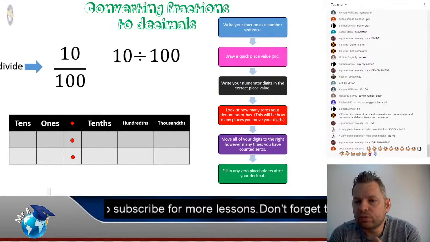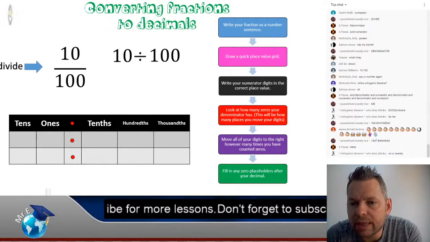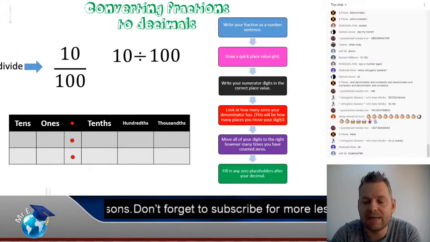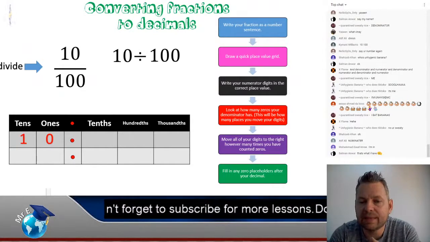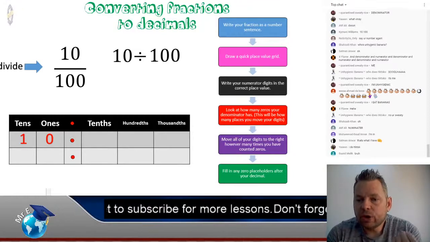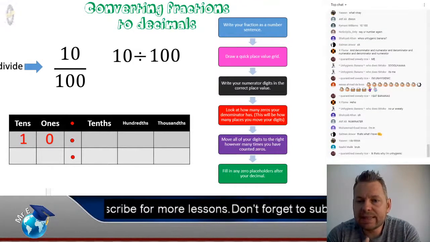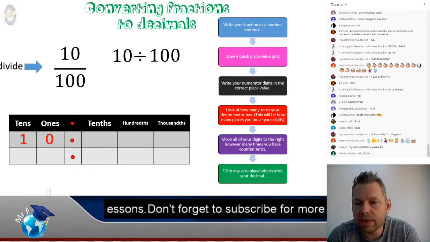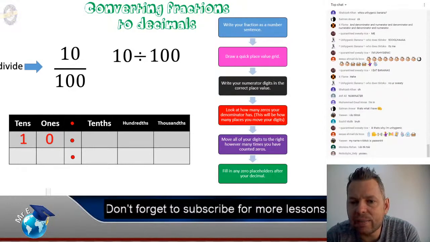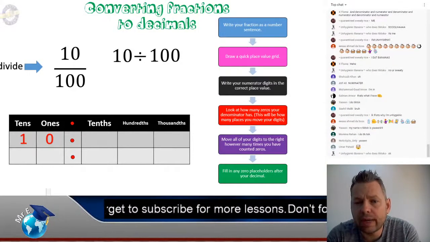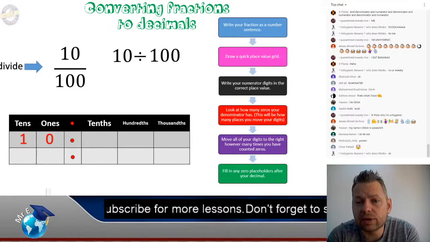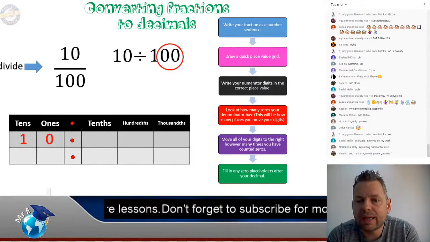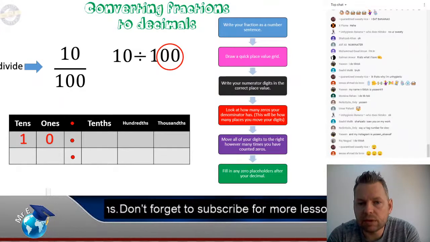So looking at this, on step number 3, I'm going to write my numerator digits in the correct place value. Now, my numerator digits are 10. So I'm going to put 10. So I've now got my numerator digits in. This bit is the important bit, and it's the bit that sometimes people confuse, okay? So I'm going to look at my denominator, or in my number sentence, I'm going to look at the second number. I'm going to see how many zeros are in my second number. So in this case, I've got 2 zeros.